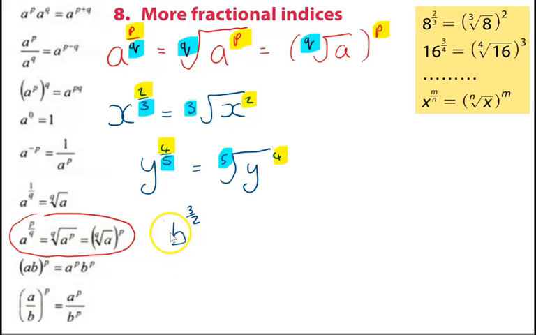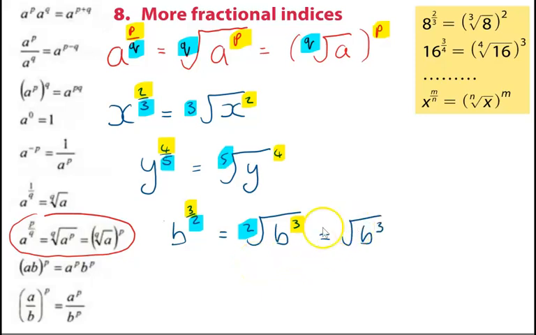Let's say we have b to the power of 3 over 2. That gives us the square root of b cubed. The 3 is the numerator, and that's the new power. The 2 is the denominator, and that goes in front of the root. The square root of b cubed is also written like this, so you can have the 2 or not. It means the same thing.